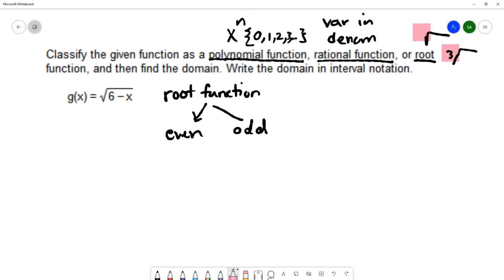And with square roots, we don't write that index down, but the square root is an index of 2, which is even. So our example of g of x equals the square root of 6 minus x has an index of 2, in which case we would classify this as an even root. Now, the reason why that's important is because the even roots have restrictions on the domain.